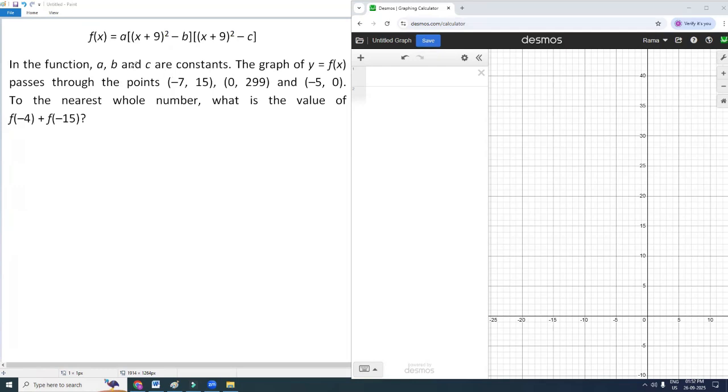The graph of y = f(x) passes through the points (−7, 15), (0, 299), and (−5, 0). To the nearest whole number, what is the value of f(−4) + f(−15)?